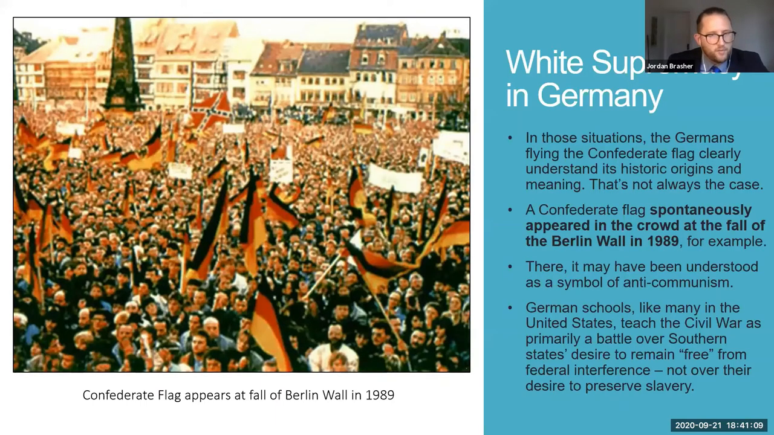Perhaps one explanation then for this strange, curious sighting of the Confederate flag at this really important global event is that the Confederate flag could have represented a symbol or a sense of anti-communism, much in the vein of its origins as an embattled bastion of separatist impulses. Additionally, recent research suggests that German schools, like many, if not most, in the United States, continue to teach the Civil War as primarily a battle over states' rights, evoking the segregationist Dixiecrat motto, instead of the desire to preserve slavery. Historians have debunked the states' rights theory of the conflict, yet many in Germany still view the flag as a symbol of freedom from centralized state power and control.